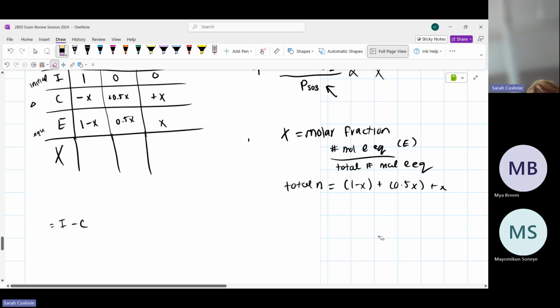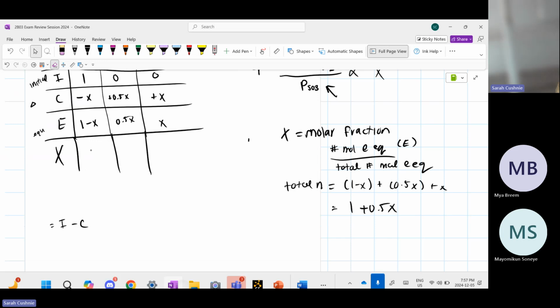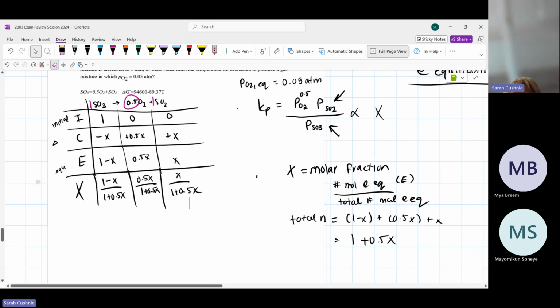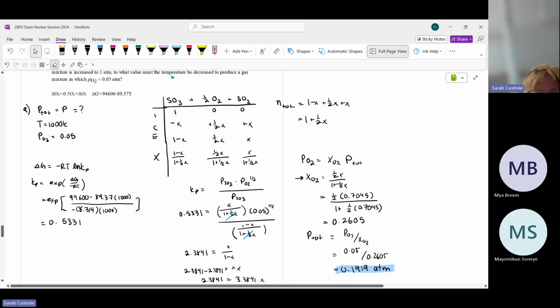If we add those all together, you get 1 minus x plus 0.5x plus x, because 0.5x plus x gives 1.5x, and then you minus x. So you have 1 plus 0.5x. We can now plug this in: x for SO2 is x over 1 plus 0.5x, for O2 it is 0.5x over 1 plus 0.5x, and for SO3 it is 1 minus x over 1 plus 0.5x. Now we know what these changes are, and we can use these to sub into the Kp equation.